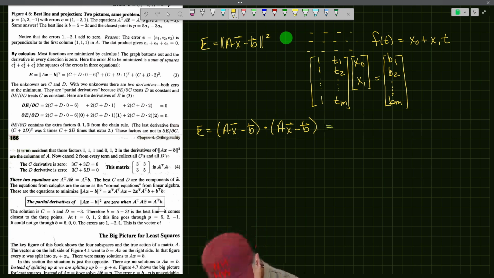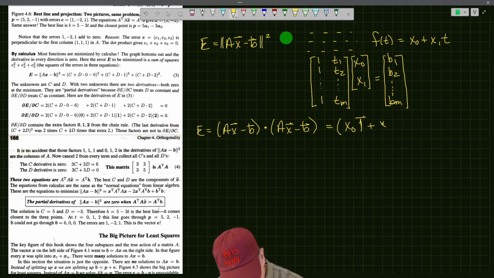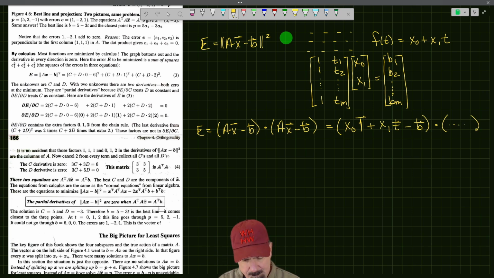So A times x is going to be x naught times a vector of 1s, which I'm going to designate this way. That's a vector that contains all 1s. That's the first column in A. And then it's going to be plus, right? Matrix vector multiplication is the linear combination of the columns of A. It's going to be x1 times the t vector. And then it's going to be minus the b vector, and it's going to be dotted with that thing again.